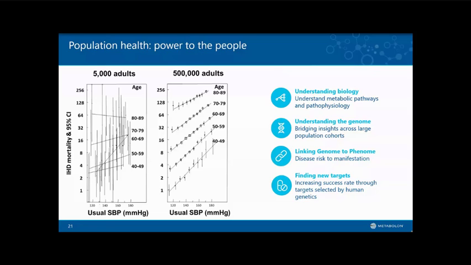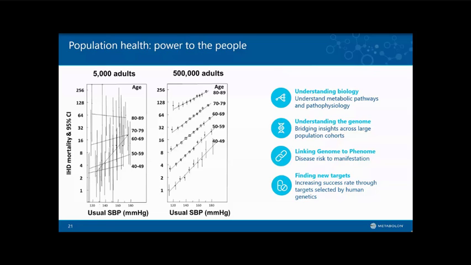On the very left part of the panel, he studied 5,000 adults to look at this correlation between these two modalities, and found that across different age ranges, going from 40 years old to 90 years old, there were very loose and noisy correlations between increased blood pressure and increased risk of mortality from ischemic heart disease. In fact, to the point where in the 80 to 89-year-old group, it looks like there's a decreased risk of increased blood pressure and increased risk of mortality.